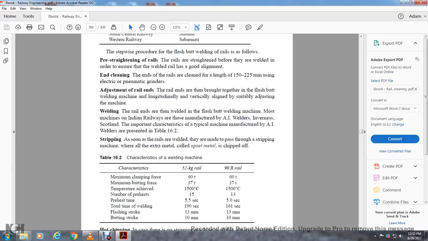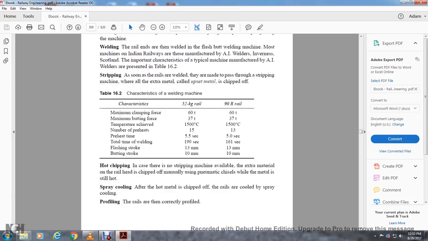Characteristics of the welding machine: maximum clamping force 60 tons, maximum butting force 37 tons, temperature achieved 1500 degrees Celsius. Number of preheats: 15 for 52 kilogram and 13 for 90R. Preheat time 5.5 to 5 seconds. Total welding time 190 seconds for 52 kilogram rail, 161 seconds for 90R rail. Flash stroke 13 millimeters. Butting stroke 10 millimeters.